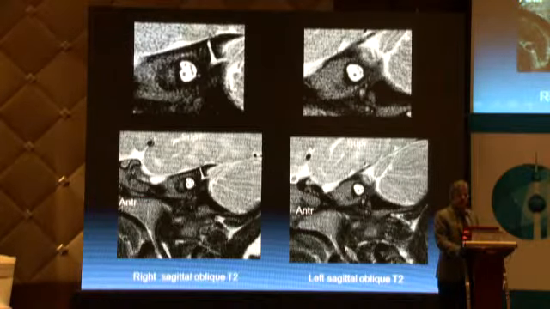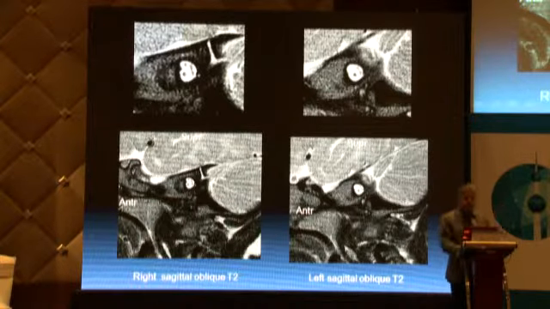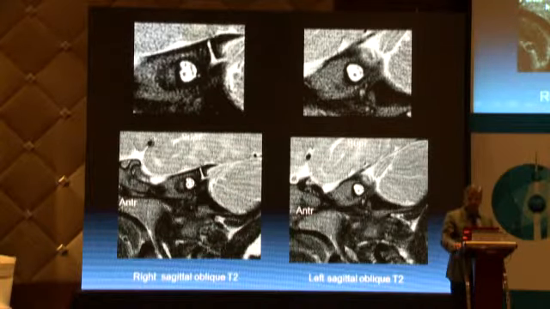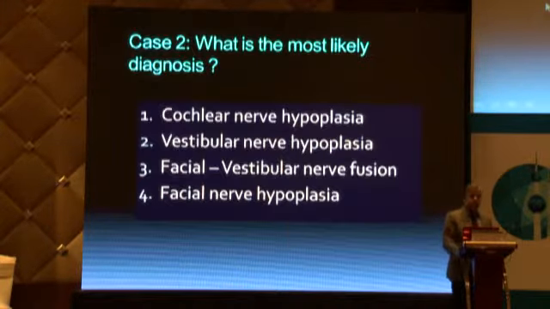This is the superior semicircular canal. These are normal, but the abnormality is within the internal auditory canal. That's why I've blown it up for you. This is superior, this is anterior. And then look at the differentials. Is this cochlear nerve hypoplasia, vestibular nerve hypoplasia, facial vestibular nerve fusion, or is it facial nerve hypoplasia?